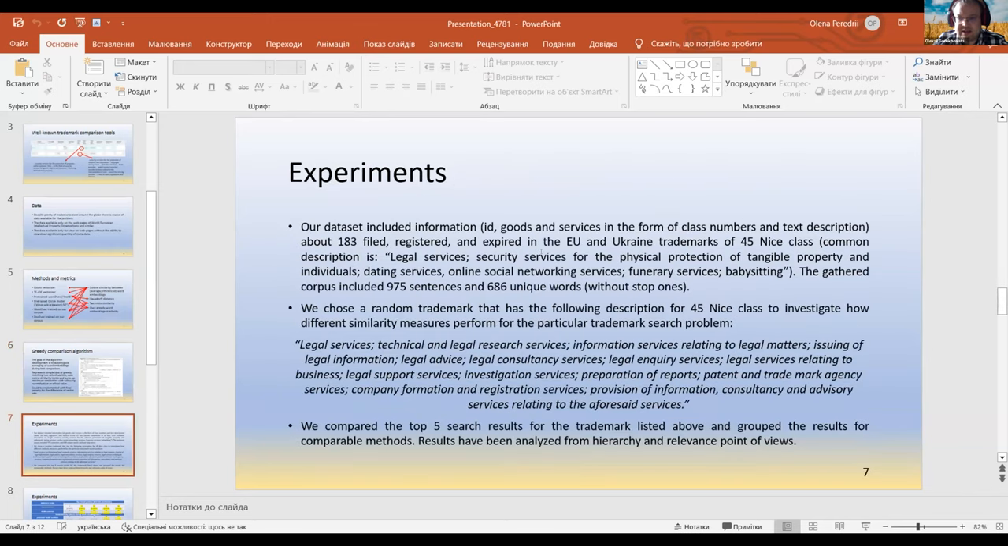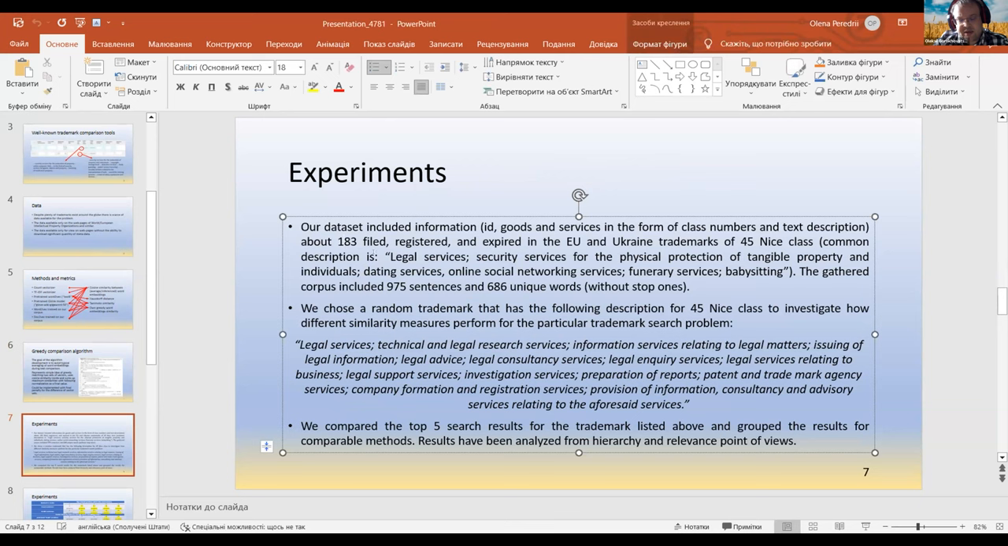In our experiments, we used some pre-trained data sets, and we used our own data set that contains only 123 trademarks for these experiments. Here is a description, and we tried to find the five most similar trademarks to this one that contains this class description. And we analyzed, thanks to our experts, if this top five is a good choice for the particular method and metric. And here are our results.